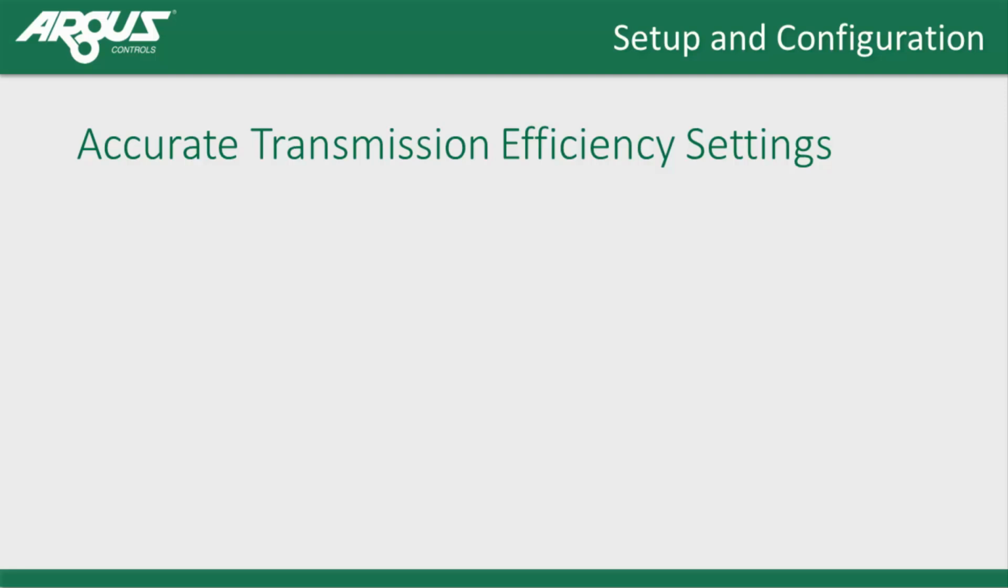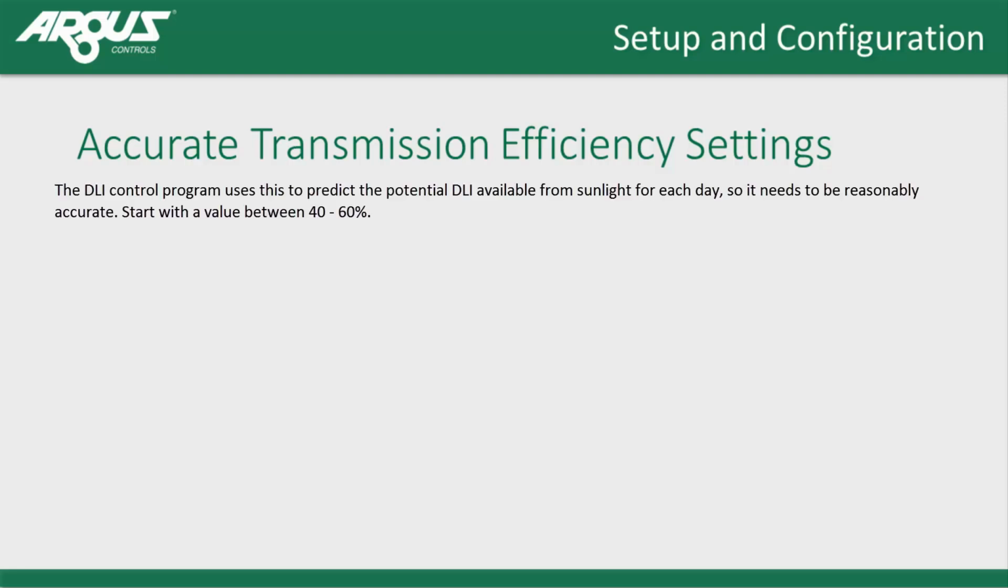Accurate transmission efficiency settings. The DLI program uses this to predict the potential DLI available from sunlight for each day, so it needs to be reasonably accurate. Start with a value between 40 to 60%. If you have an outdoor PAR sensor and an indoor PAR sensor, it is easily calculated.